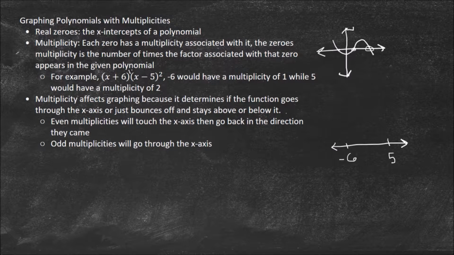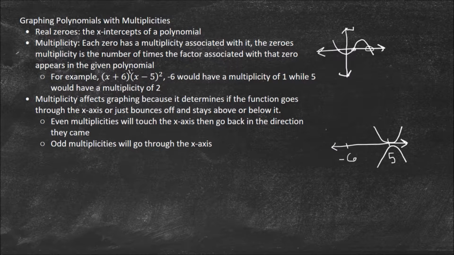It says even multiplicities will touch the x-axis and go back in the direction they came. So I know that at the point 5, which has an even multiplicity of 2, if it starts on the top, it's just going to stay on the top and bounce up. But it could start on the bottom, and then it's going to stay on the bottom and bounce down. So that's what it says when it's an even multiplicity.